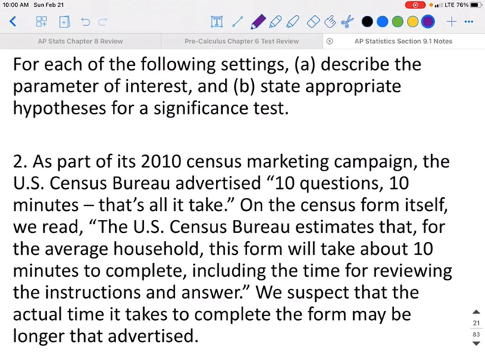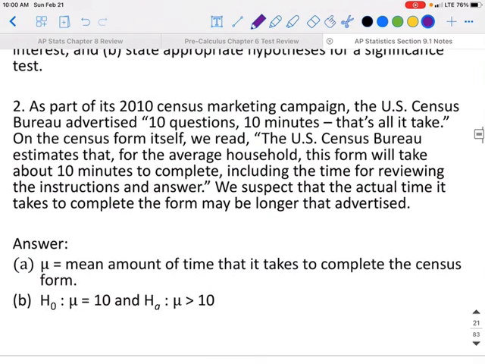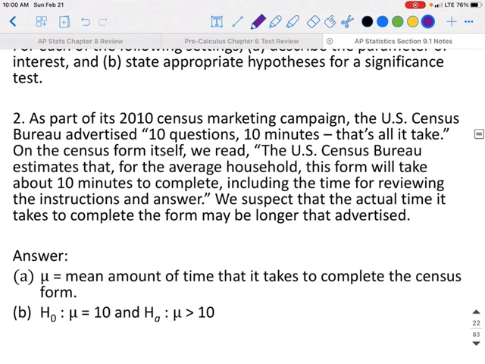So we're going to describe our parameter of interest. Right now we're talking about the average amount of time, so this would be a mean problem. So our mu, or our parameter of interest, is the mean amount of time that it takes to complete the census form. Now our hypotheses: the null hypothesis is always that it equals whatever they say it's going to equal. So the null hypothesis is that mu is exactly 10 minutes. And it tells you in the problem that we think it's going to take longer than that. So our alternative hypothesis is that mu is greater than 10.